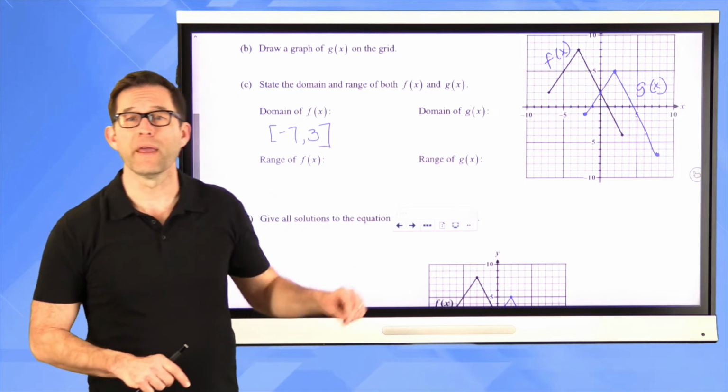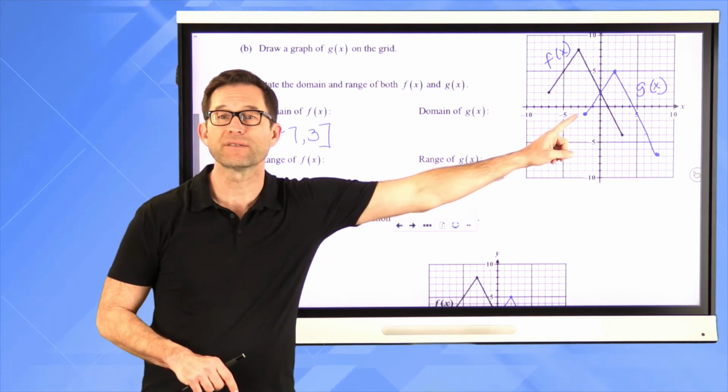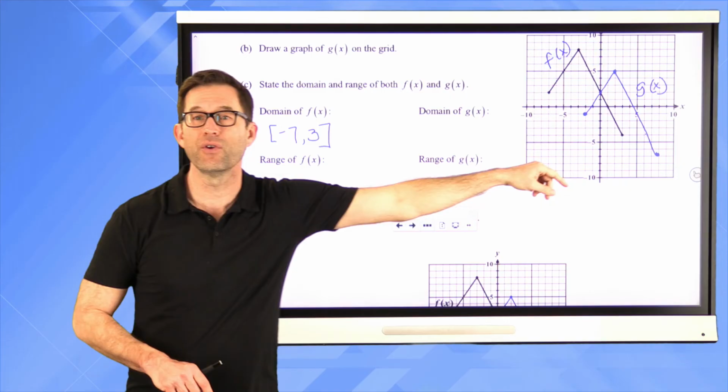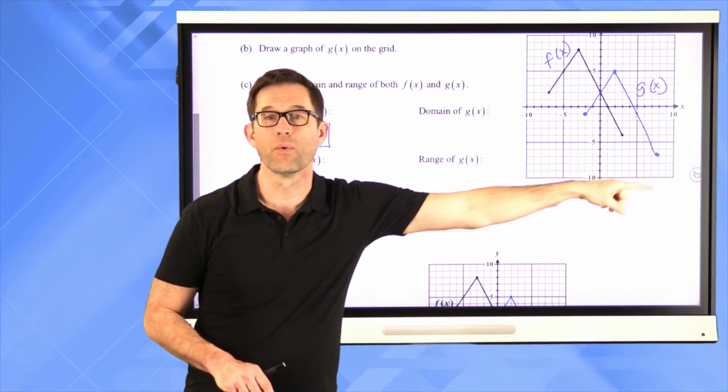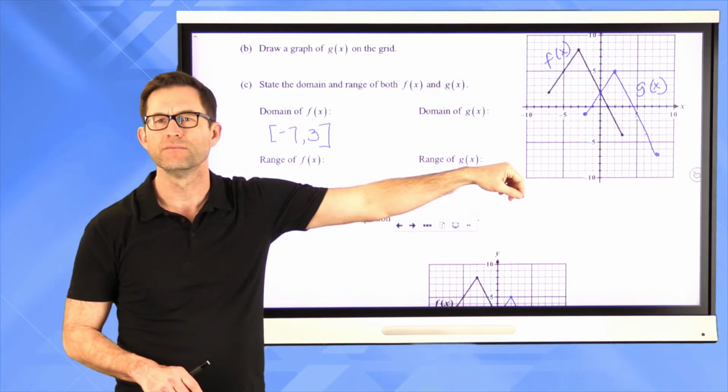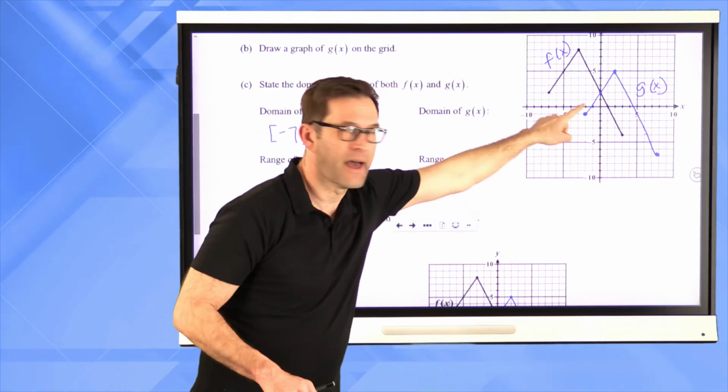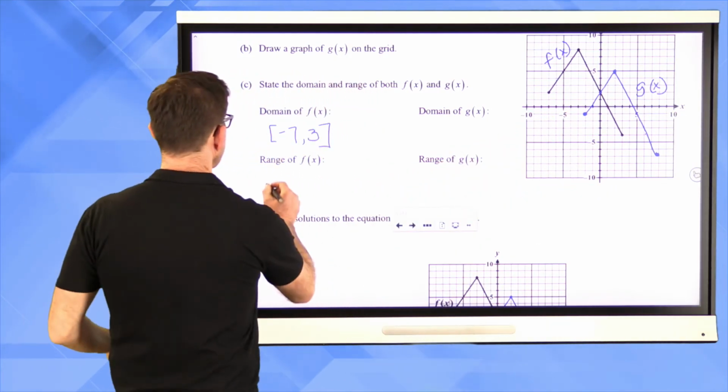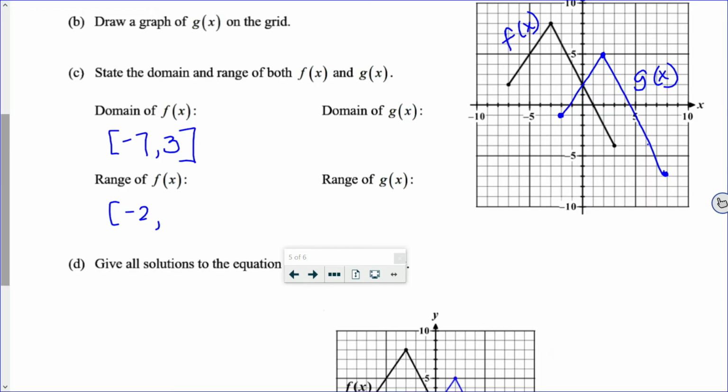Let's also do the domain of g of x, right? The domain of g of x starts at x equals -2 and ends at x equals, I believe, 8. Yeah, at 8. Okay, so I can do -2 to 8. Now, as a side note, before we go on, there we go.